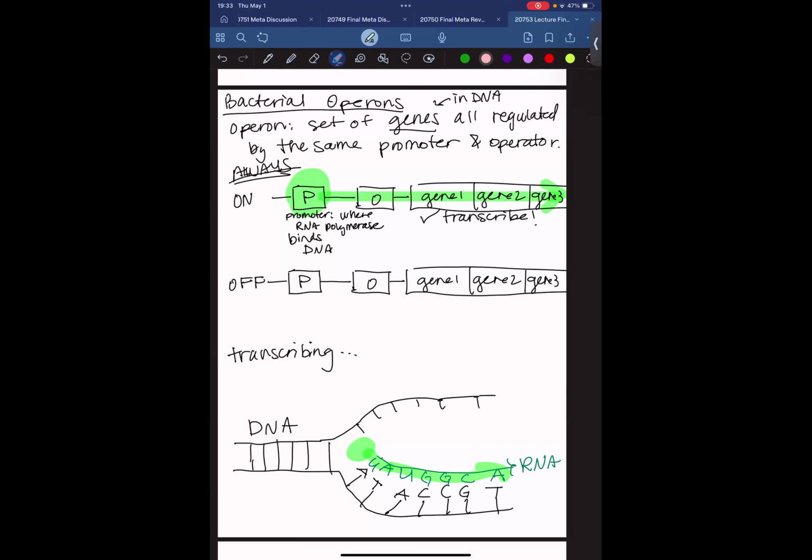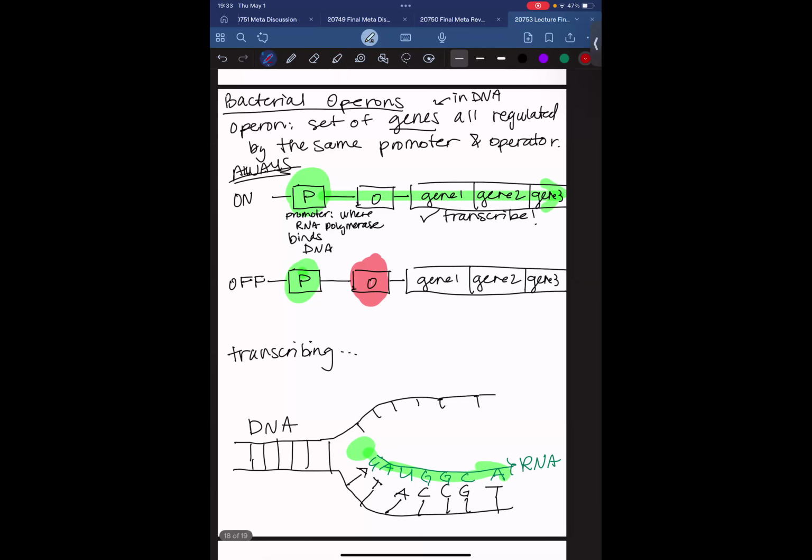Let me show you this, highlight. Whenever RNA polymerase is here, and this thing here that I'm drawing is called a repressor. So now, when RNA polymerase tries to go, it won't be able to, it'll be blocked.